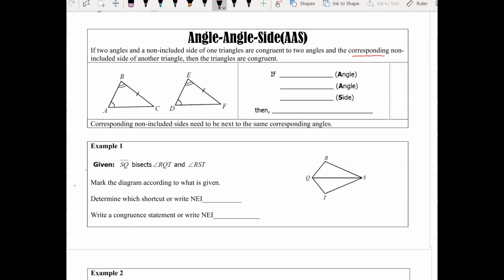So we're given two angles and a non-included side. So if angle A is congruent to angle D, we'll just write that in here. Angle A is congruent to angle D, like it's marked here. Angle B is congruent to angle E.